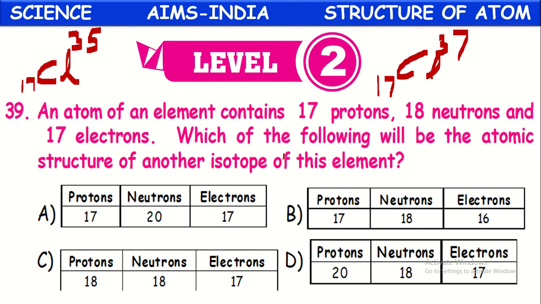See, to say isotope, there should be the same number of protons and the same number of electrons. Only the neutron number should be different. So protons should be 17, electrons also should be 17. Where is it? Only here. Okay, this is the correct answer. Next.